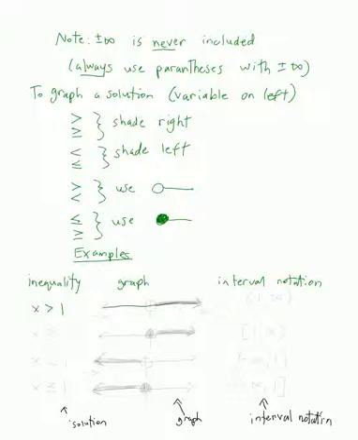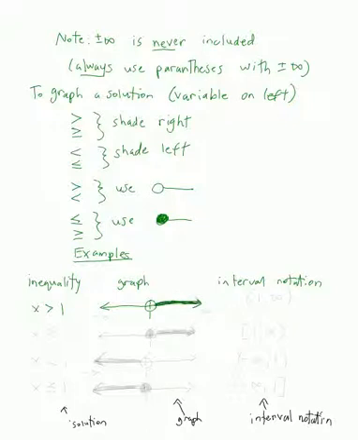Well, to do a graph, you always draw a number line, and you always put your key number there in the middle. Now this says x is greater than 1. Well, first we put a circle around 1, and we're going to shade to the right, because when you have greater than, you always shade to the right.